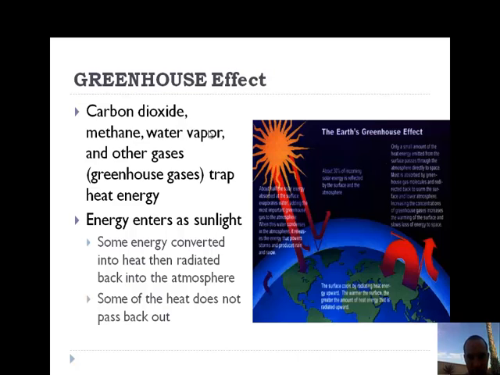So normally, heat energy is going to come into the Earth. It's going to hit the Earth's surface, and some of it is going to reflect back and just be lost, and some of it is going to hit the atmosphere and then be rebounded and kept back on the planet. Some of the energy is converted into heat and radiated back into the atmosphere, some does not, and passes back out.